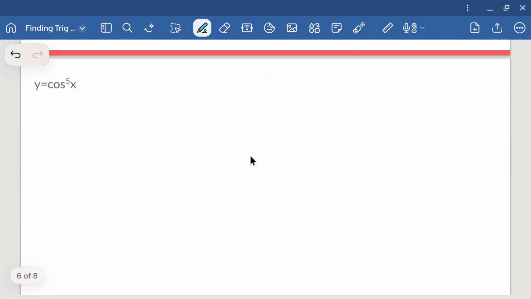Let's try one more, differentiating in terms of x with something a little bit more complicated. So in this one, we have y equals cos^5 of x. So you may want to rewrite this first as y equals cos of x all to the power of 5. Then we can say let u equal cos of x, and then you can take the first derivative.